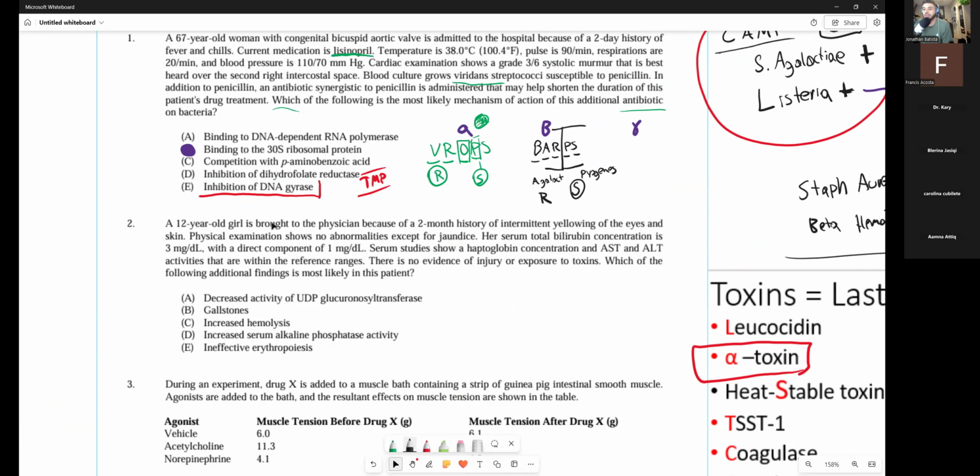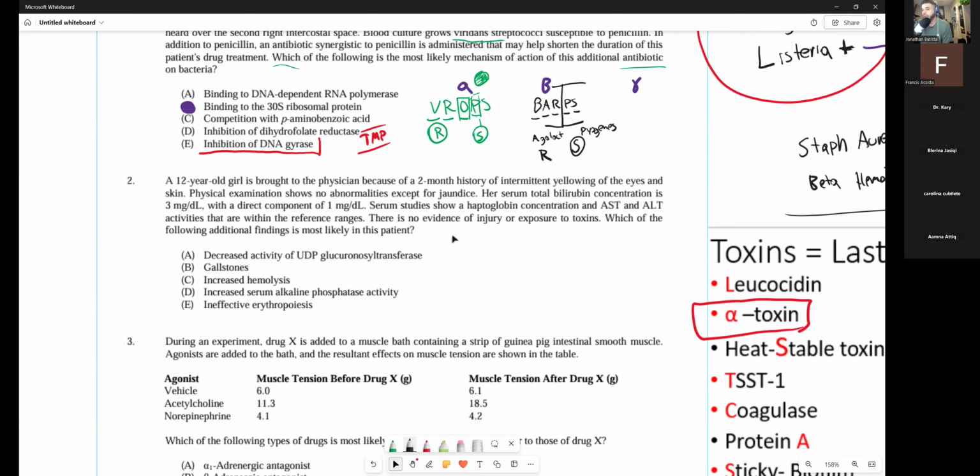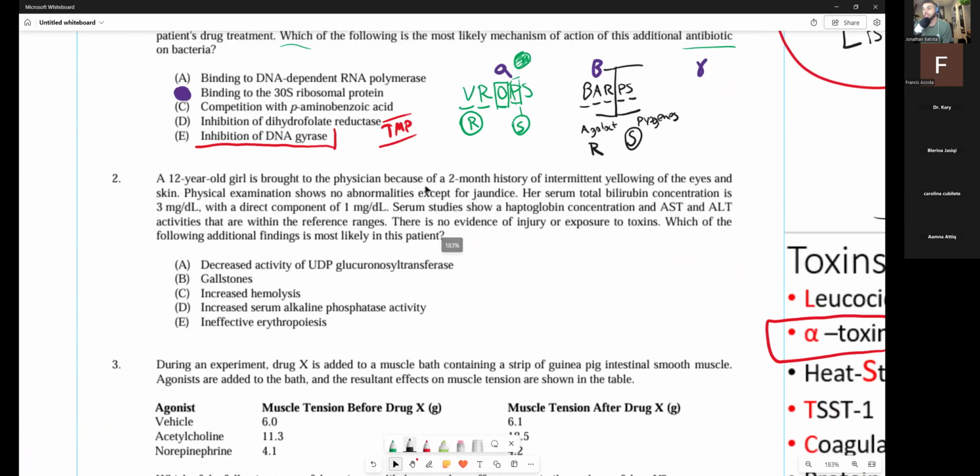Let's look at number two. Number two says, which of the following additional findings is most likely in this patient? A 12-year-old girl is brought to the physician because of a 2-month history of intermittent yellowing of the eyes and skin. Okay, kind of jaundice, right? Physical examination shows no abnormalities except for jaundice. Oh, okay. Her serum total bilirubin concentration is 3, with a direct component of 1.